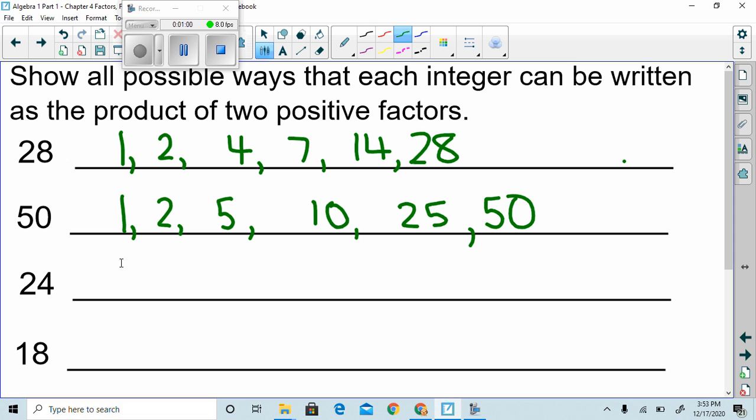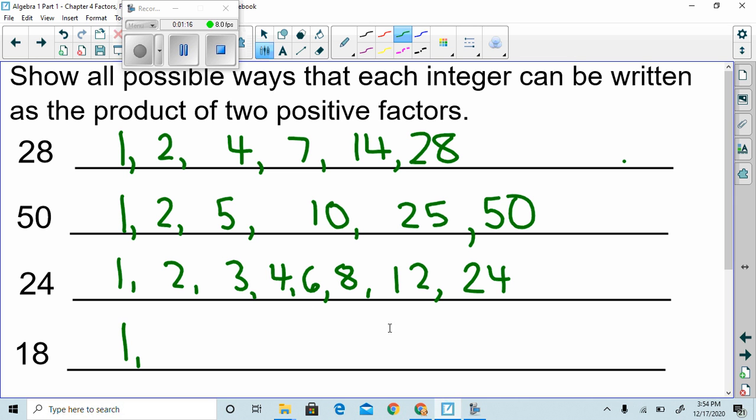I believe we've done 24 before. That's 1 times 24, and it's 2 times 12, and it's 3 times 8, and 4 times 6. 18 is the last one. 1 times 18, and 2 times 9. I think we did this one already, and 3 times 6. So there's a quick review on that.